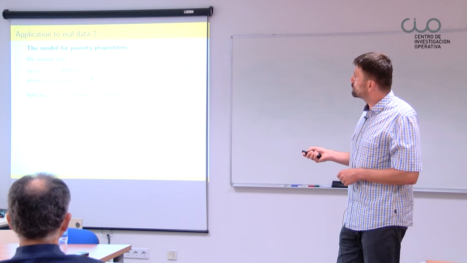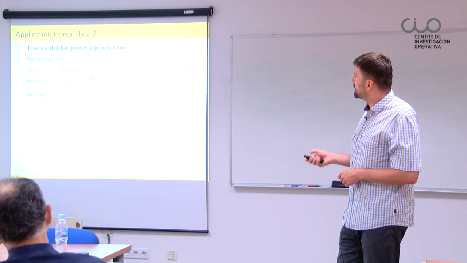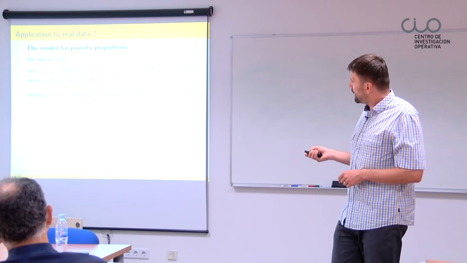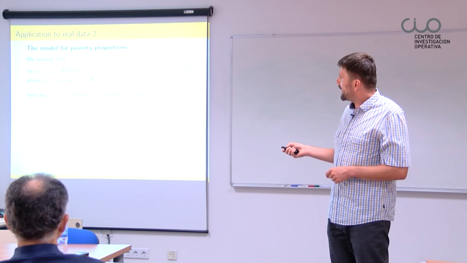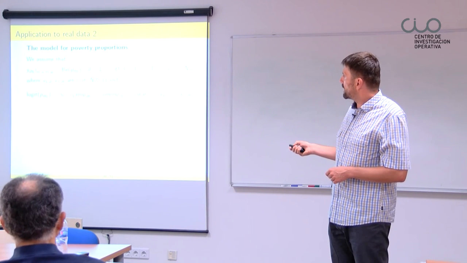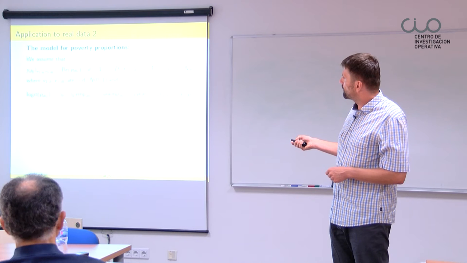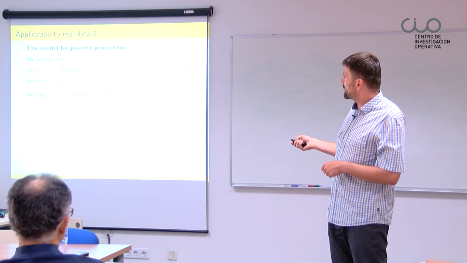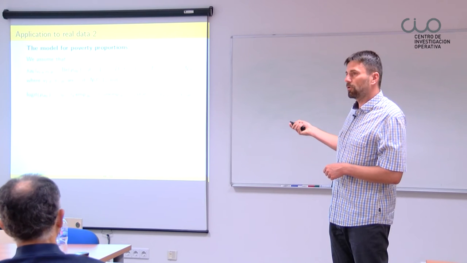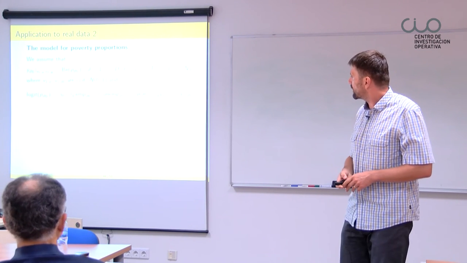We have binary distributed data, two sets of random effects, which are IID and AR(1). The model now again uses the covariate employed and unemployed. Inactive disappears now because it was not important in the model. But what was important was this, the indicator variable of the year. If the year is 2013, it takes value 1, and it is 0 for 2012. And then these two sets of random effects.